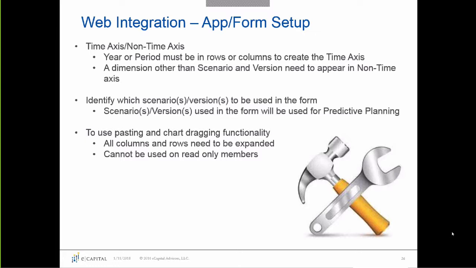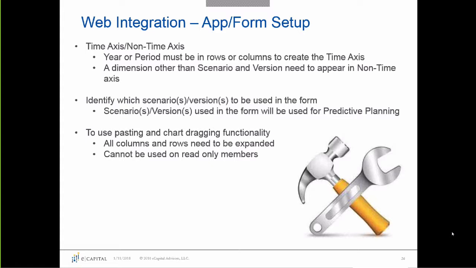A tip from me from working with predictive planning, I would say to identify your scenarios or versions to be used in the form, because those scenarios or versions in the form will be used for predictive planning. So in our case, we used the forecast working. So that's what was displayed in the form, and that's what got used in the graph or line chart in the predictive planning. And that's what we can paste to. So if you want to paste to budget working, I would suggest identifying that to be used in your form ahead of time. So just something to think about as you're getting started with predictive planning.